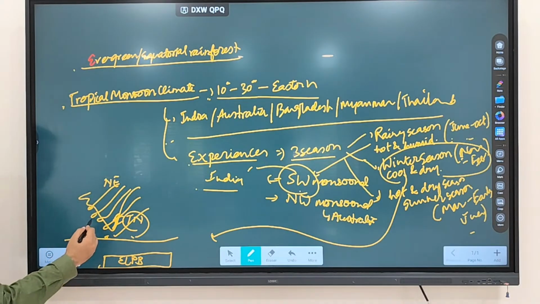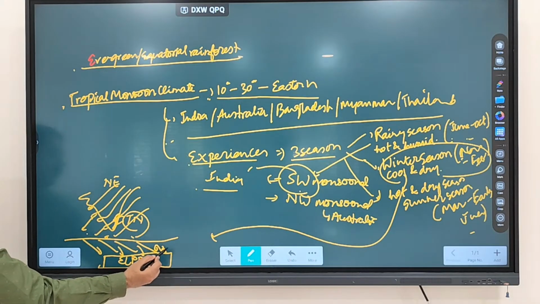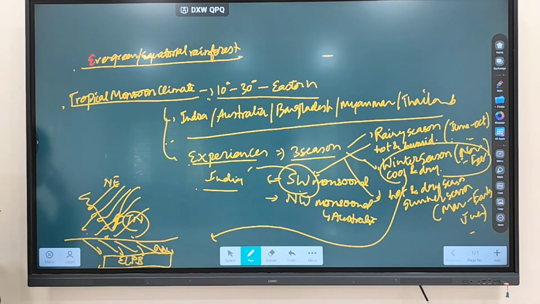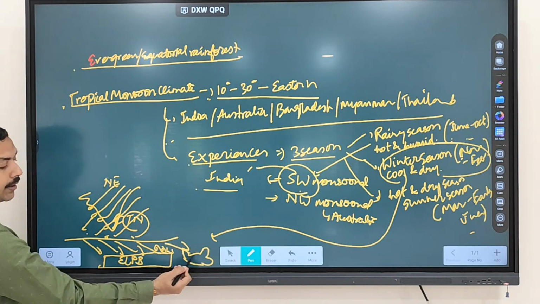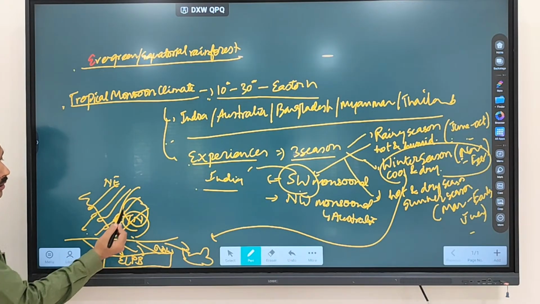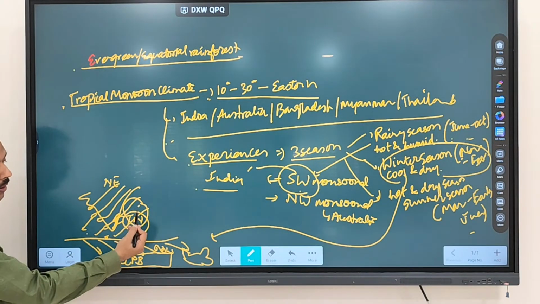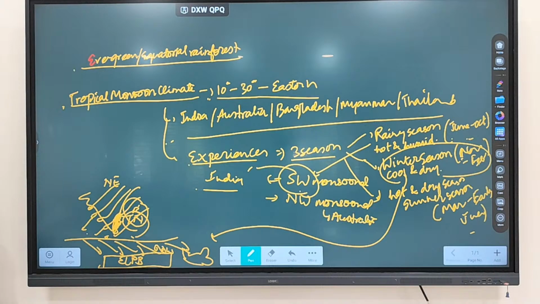Northeast trade wind. The northeast trade wind now has to cross the equator. They become which type of wind? Northwest monsoonal wind. And this northwest monsoonal wind creates rainfall in Australia. But when the northeast wind is blowing over the Bay of Bengal, it picks up certain moisture and creates rainfall in the Tamil Nadu coast. That is okay there.